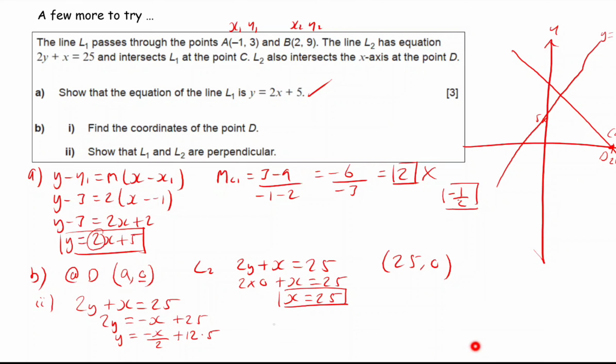And then you can see that the gradient of this line is equal to minus a half. So the gradient of L2 is equal to minus a half, or minus x divided by 2, which is the same as minus half x.